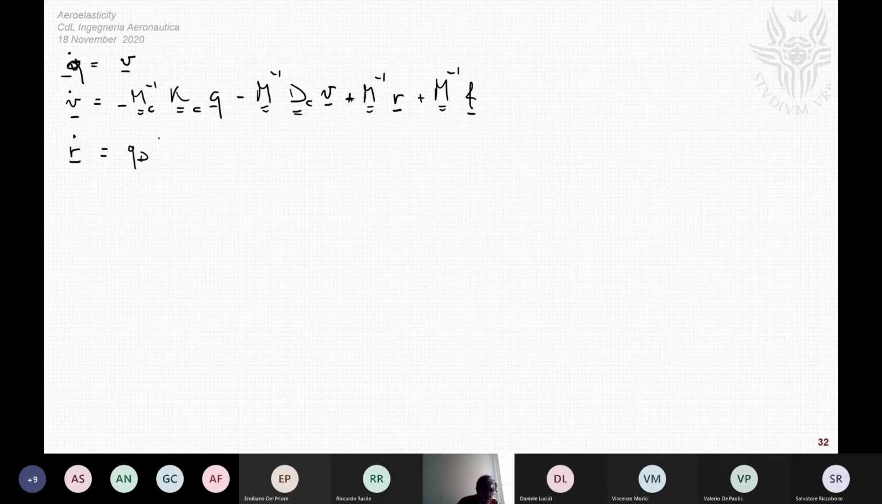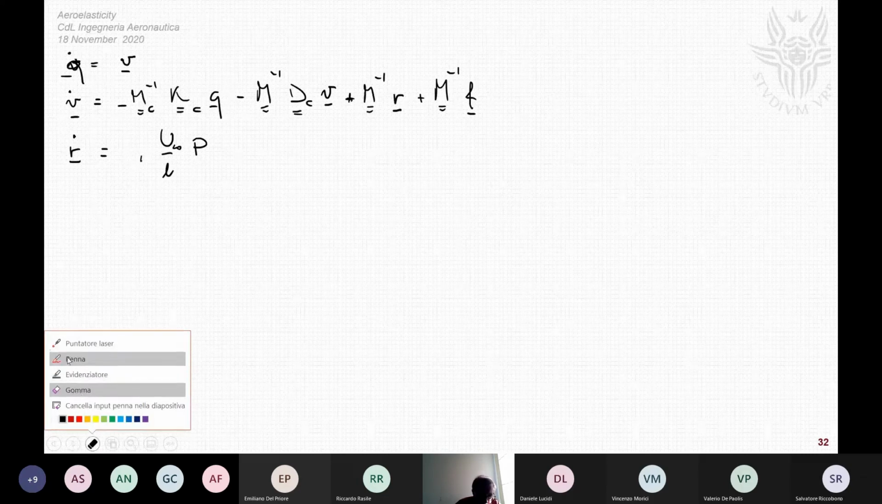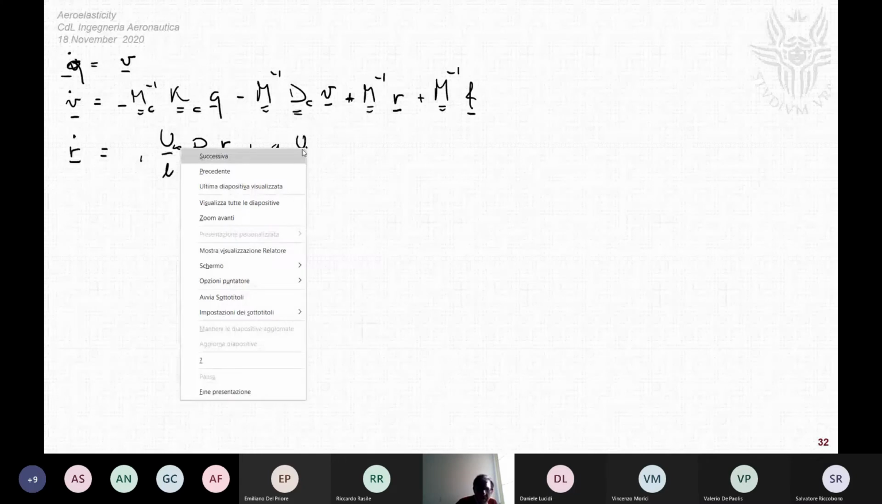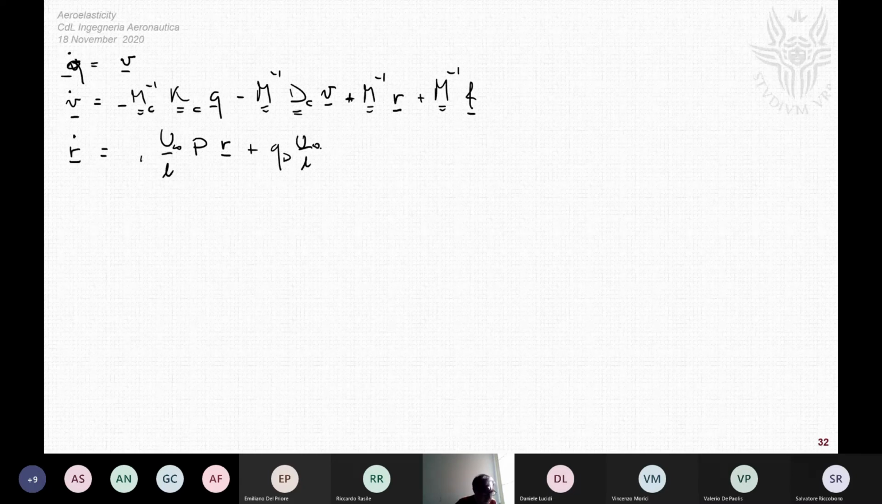And here we have R dot equal to Q_D U by L P R, and the other term is plus Q_D U by L Q_D P R by Q.